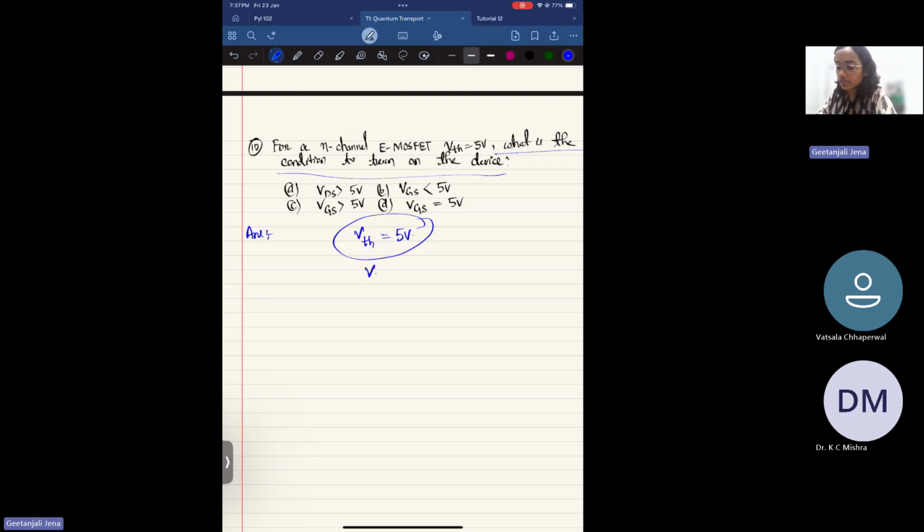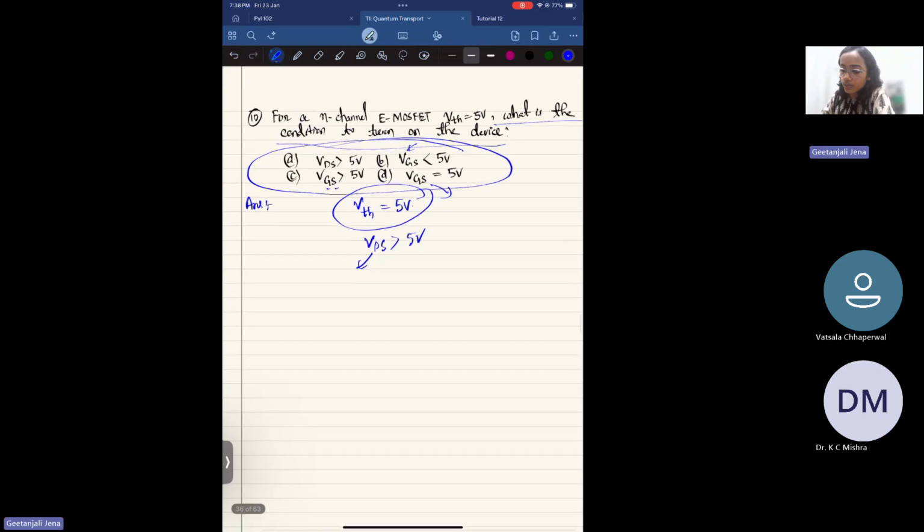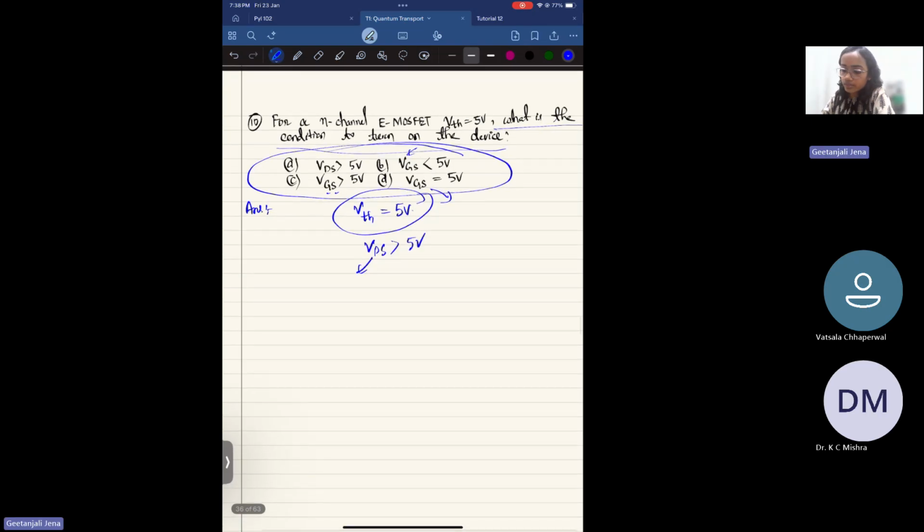Whether VDS should be greater than 5 volt, meaning the voltage between drain to source should be greater than 5 volt, or the voltage between the gate and source should be 5 volt, or the voltage between the gate and source should be less than 5 volt, or the gate voltage is equal to 5 volt. What is the condition required to turn on this MOSFET given VTH is 5 volt? Which one of the following you think is the correct one?